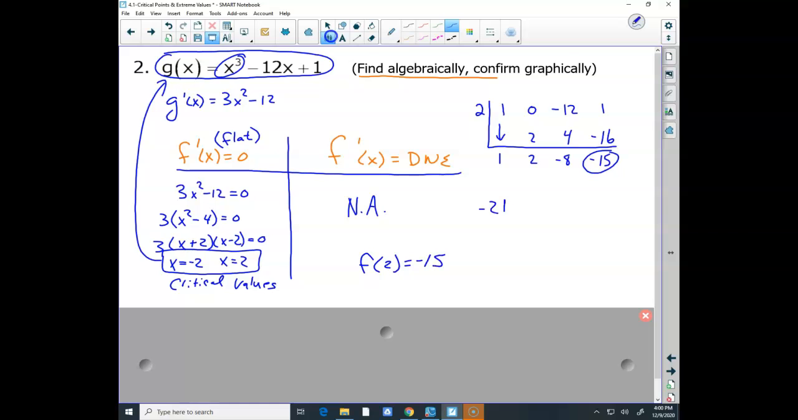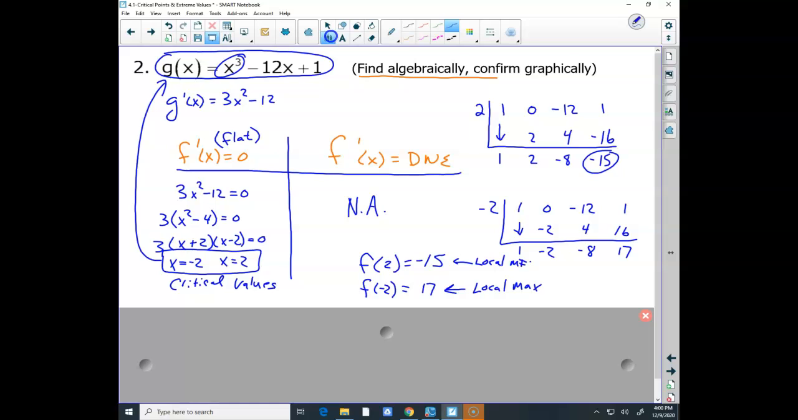And what happens when I put my -2 through there? I get a 1, a 0, a -12, and a 1. Some people say it's easier to plug in over there. That's fine, I'm just refreshing your memory. It's -2, then 4, then -8, then positive 16, which is 17. So I know f of -2 equals 17. Isn't that pretty easy to see? Local max, local min. This point is higher than this one.